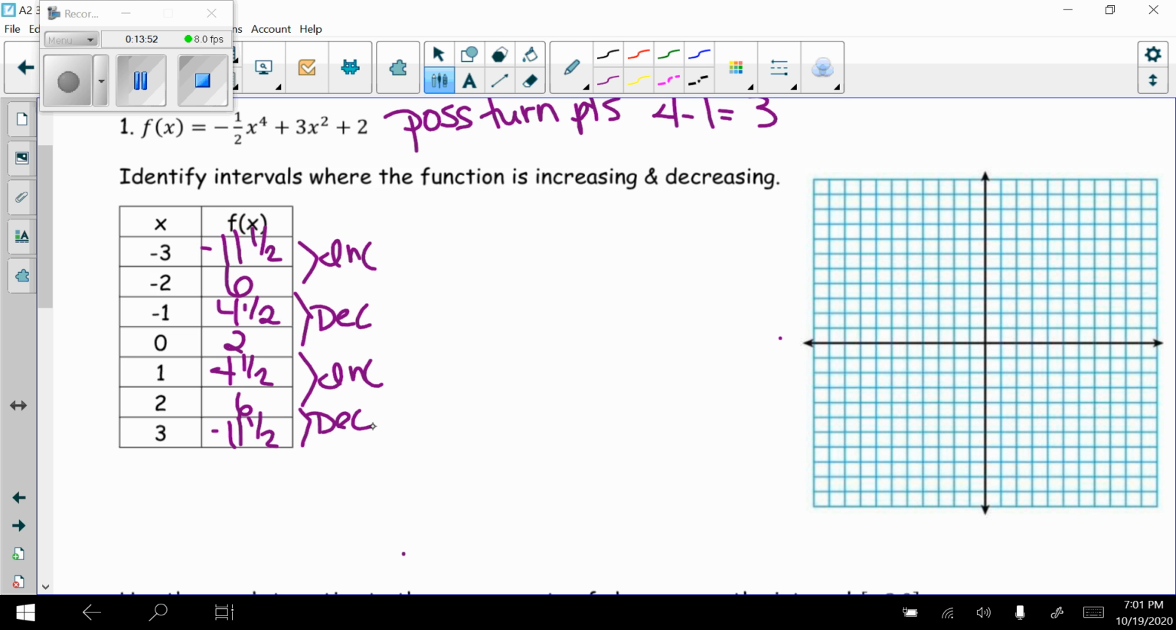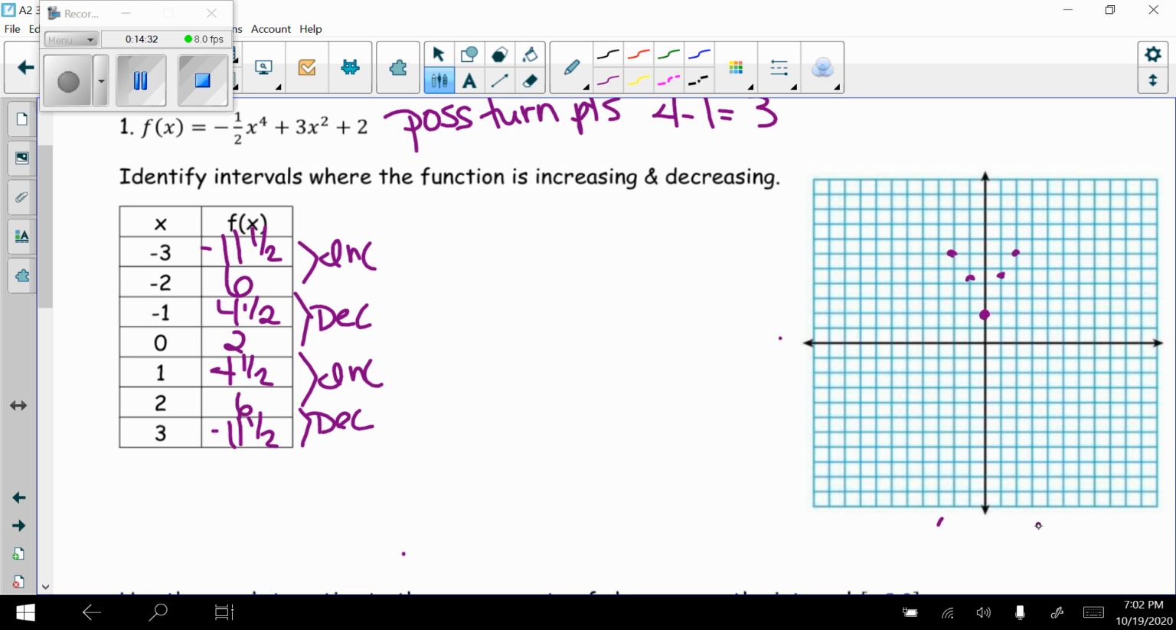All right, if we were to graph this, I'm going to just plot these points that we have over here. So 0, 2, 1, 4.5, -1, 4.5. 2 is at 6. -2 is also at 6. And then -3 was at -11.5. +3 as well. And we can see then that we're going to connect the dots.